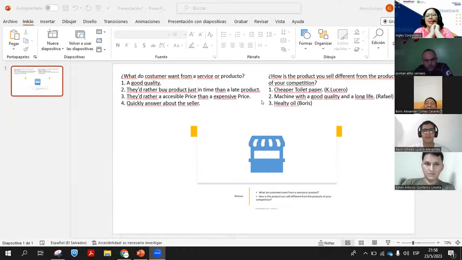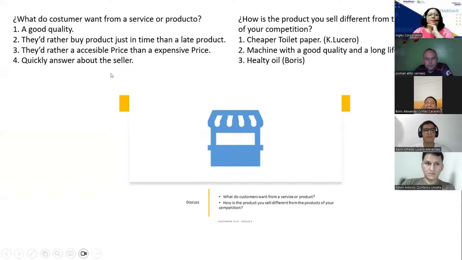Okay, this is what they did, guys. So this is what Kevin was saying, right? What do customers want from a service or a product? One, a good quality. Two, they would rather buy a product just in time than a late product. Three, they prefer an accessible price rather than an expensive price. And four, the customer wants quick answers from the sellers.